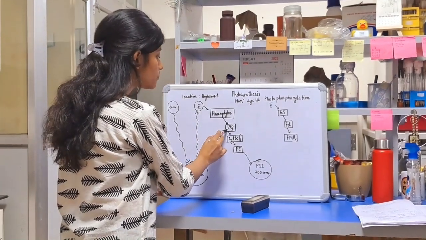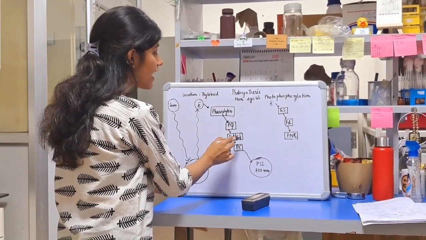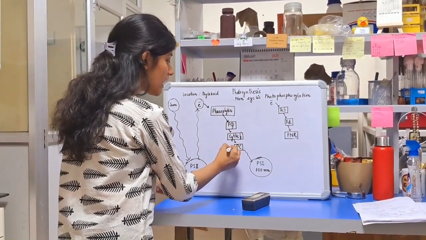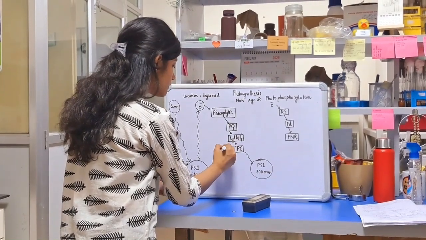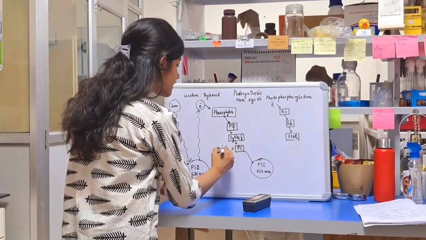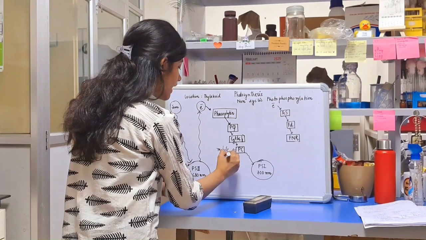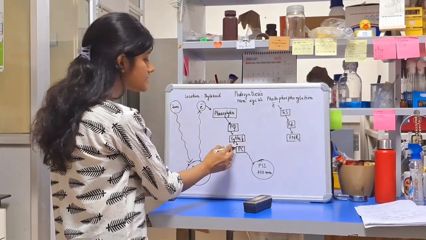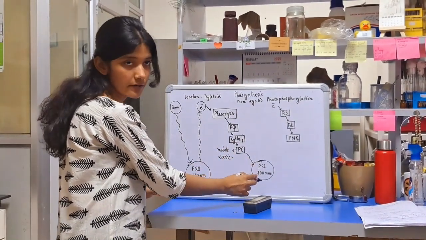Then from plastoquinone, to cytochrome B6F. And from cytochrome B6F we have a mobile carrier. Why mobile? Because it can move, and it can pass its electron to PS1.